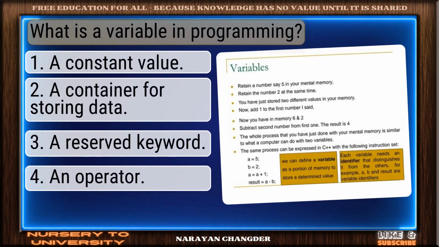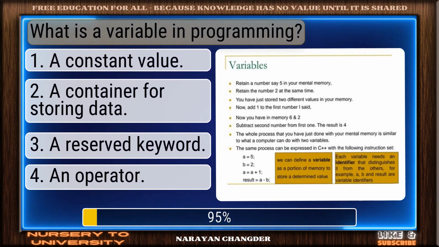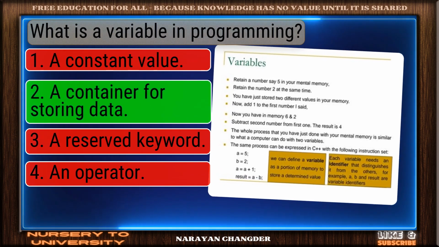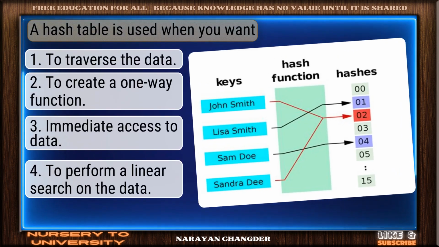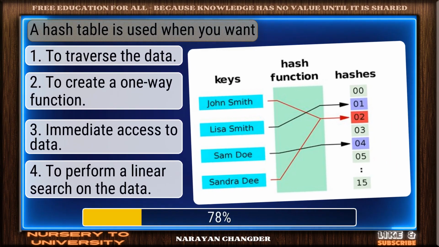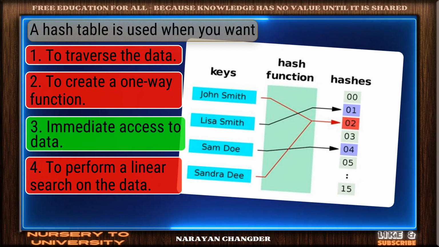Question number 19. What is a variable in programming? Well reasoned. A container for storing data is the correct choice. Question number 20. A hash table is used when you want. You got it. Your choice immediate access to data is right.